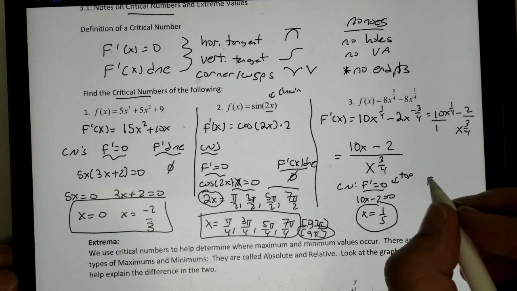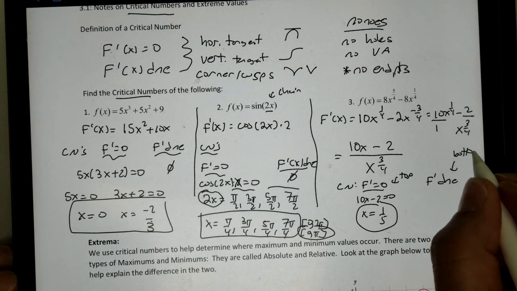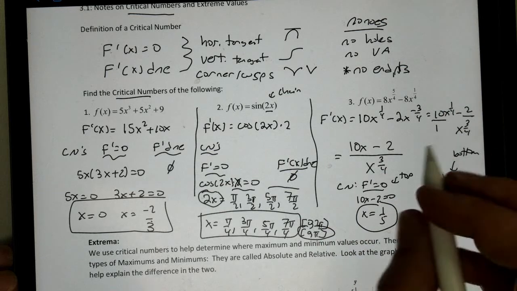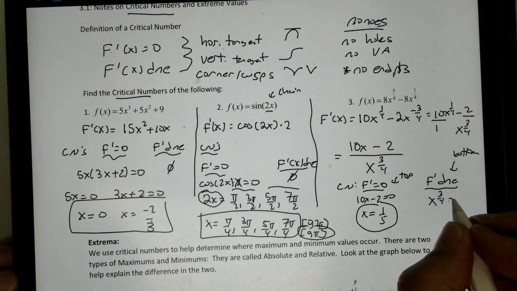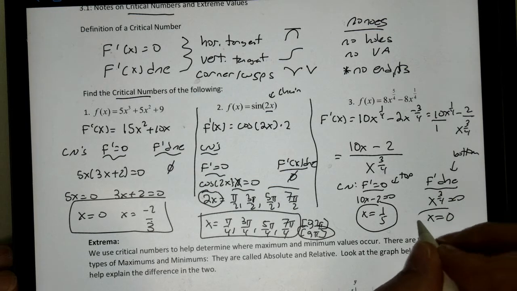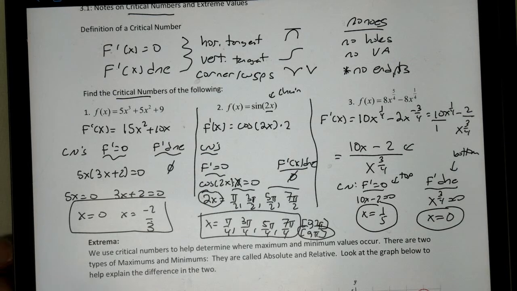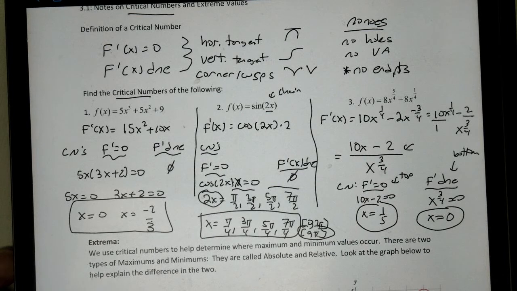Likewise, if I want to find out where my derivative does not exist, now I'm going to look at the bottom of my fraction. That's where my vertical is going to be. And this is going to give us x to the 3/4 equals 0, x equals 0. So we have our two critical numbers. Now, I will tell you, you want to write this as a single fraction, otherwise we tend to lose out on that one right there. All right, take a pause and let's take a look here.